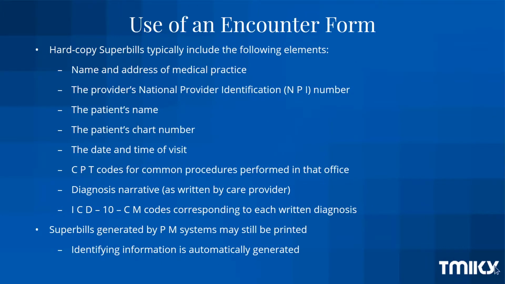The hard copy of the superbill typically includes the following elements: the name and address of the medical practice, the provider's national provider identification number, the patient's name, the patient's chart number, the date and time of the visit, the CPT codes for common procedures performed in that office, the diagnosis narrative as written by the care provider, and the ICD-10 CM codes corresponding to each written diagnosis. Now, superbills generated by practice management systems may still be printed. The identifying information that we just listed is automatically generated.